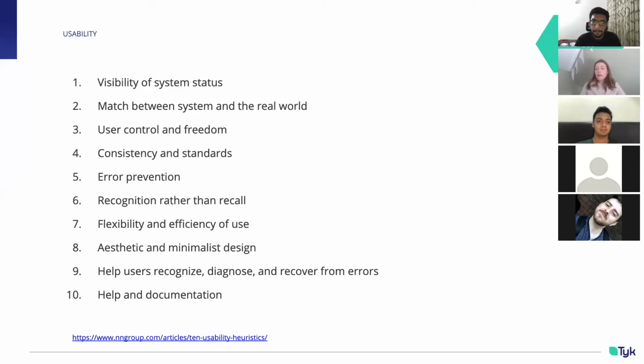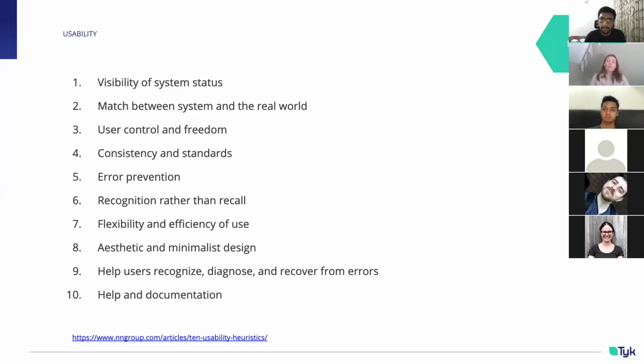And the last one is help and documentation. In a lot of situations, you're not going to get everything across in the exact screen that you're looking at. Always provide something else to help the users go that little bit further if they need the extra context and the extra information.